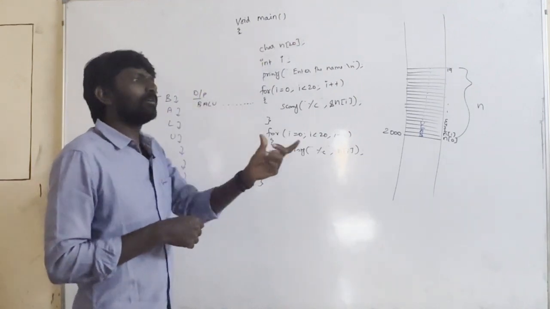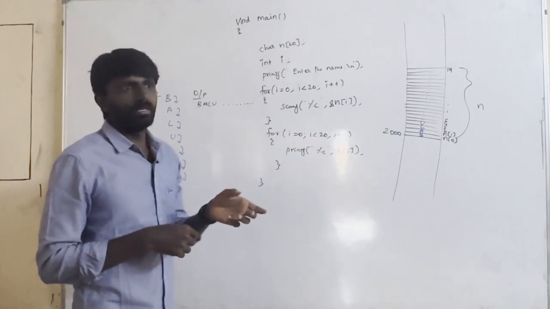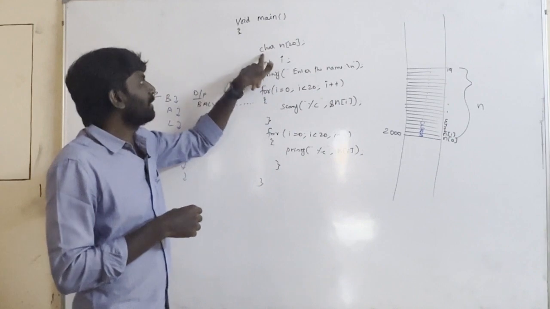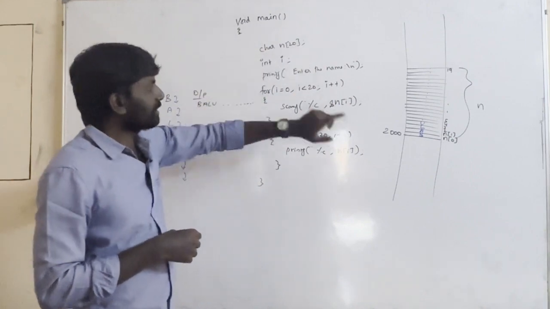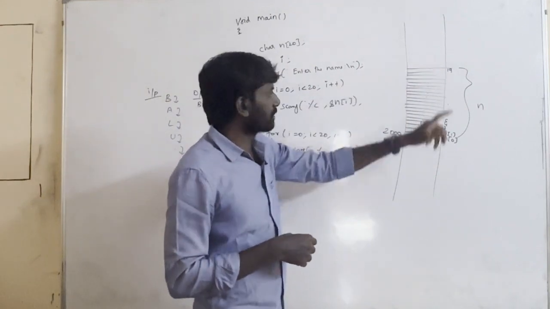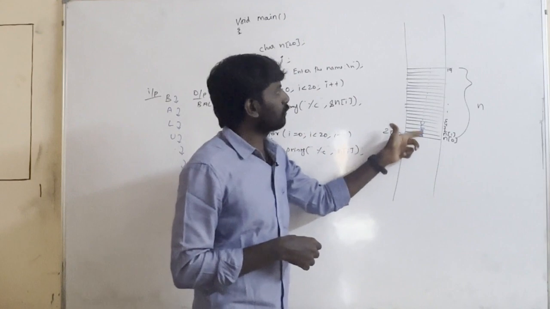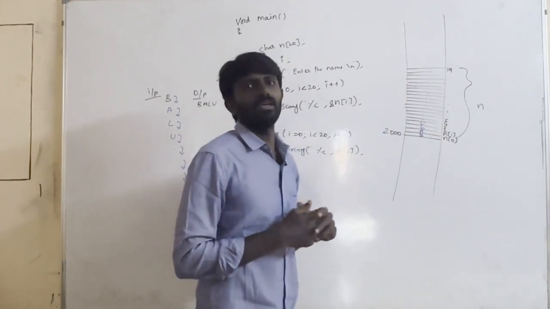But I want to receive one name. The name can be Balu or Bala Subramaniam. Then I need to go with the character array. So I am declaring one character array, char n of 20. For this the memory will be allocated something like this. Let's assume the memory is allocated from 2000. So from 2000, 20 bytes of memory is allocated, and the name of this is n.